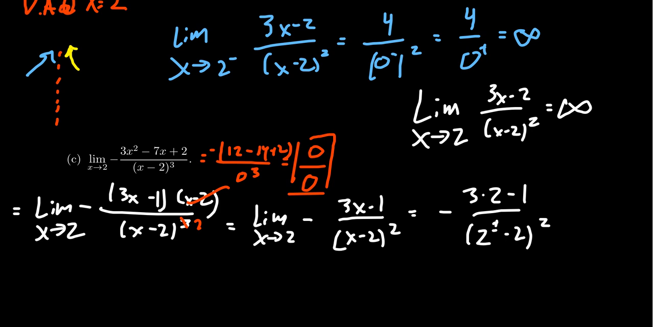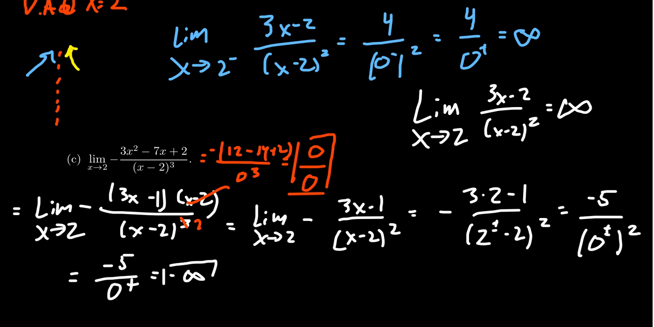Because that gives us 0. Now in the numerator, you get 3 times 2, which is 6, minus 1, which is 5. You're going to get a negative 5 on top. On the bottom, you're going to get 0 plus or minus, squared. But like we saw in the previous example, squaring a negative or a positive gives you a positive. And so in either case, you're going to get negative 5 over 0 plus. So look at the signs there. The numerator is going to be negative as we get close to 2, and then the denominator is going to be positive as we get close to 2. And so this tells us that the limit is equal to negative infinity.